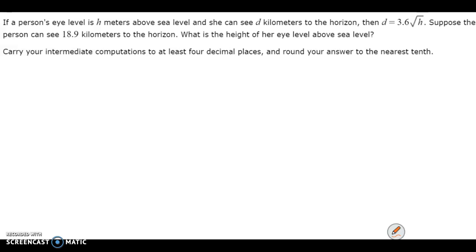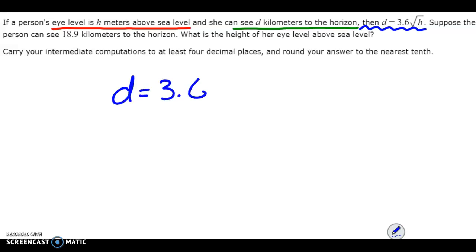Last problem here is going to be a word problem, because why not? If a person's eye level is h meters above the sea level, and she can see d kilometers to the horizon, then the equation they give us to represent that is d equals 3.7 times the square root of h. Excuse me, 3.6 times the square root of h. Suppose the person can see 18.9 kilometers to the horizon. So they're giving you that d variable. What is the height of her eye level above the sea level?